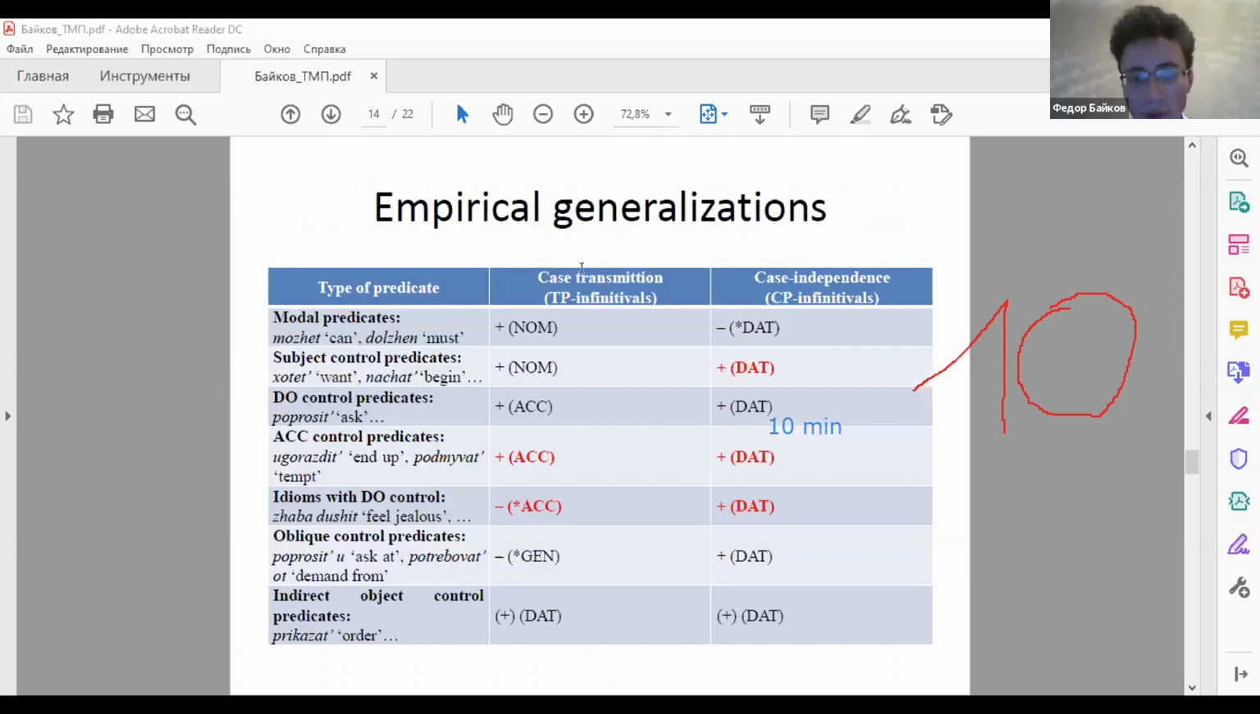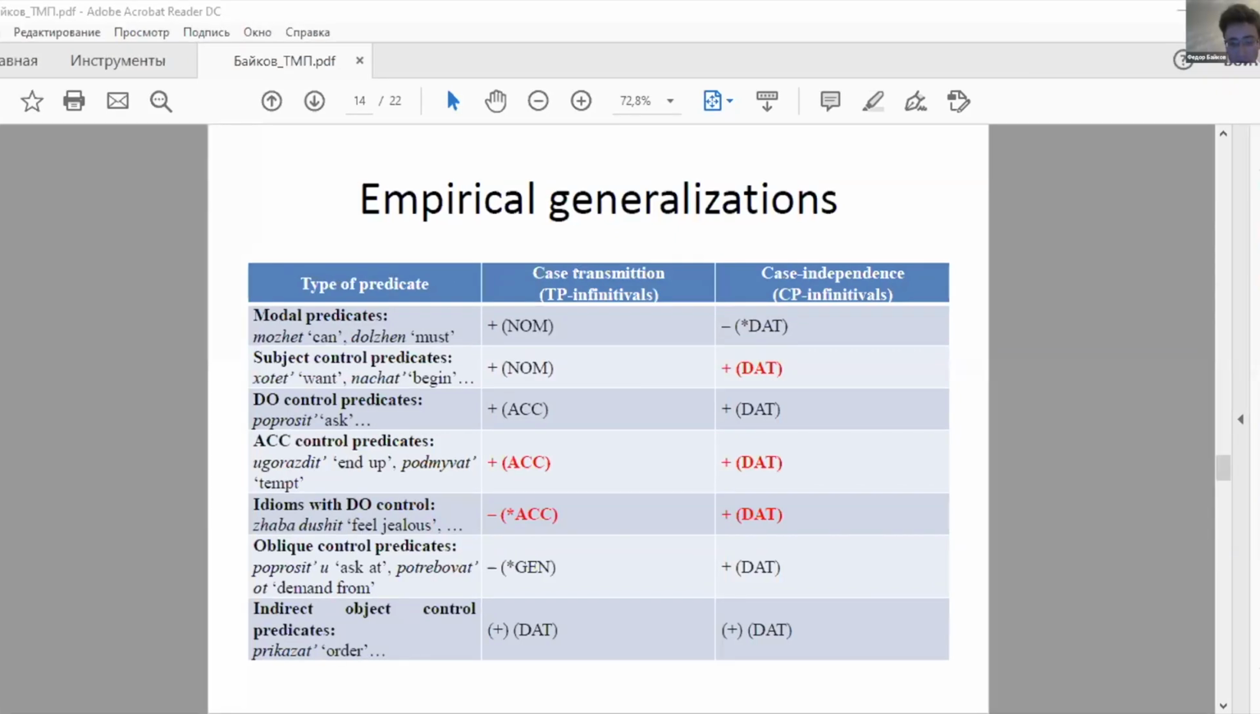And now let's proceed to the main empirical generalizations. Here I try to synthesize my own work and the results already established in existing works and sources. So under modal predicates, we can have only nominative floating quantifiers. Under other subject control predicates, we have, as I argue, both nominative and dative floating quantifiers. Under direct object control, we can have both accusative and dative floating quantifiers. And with these direct object control predicates, we can have only dative floating quantifiers and not accusative ones, as I argue.